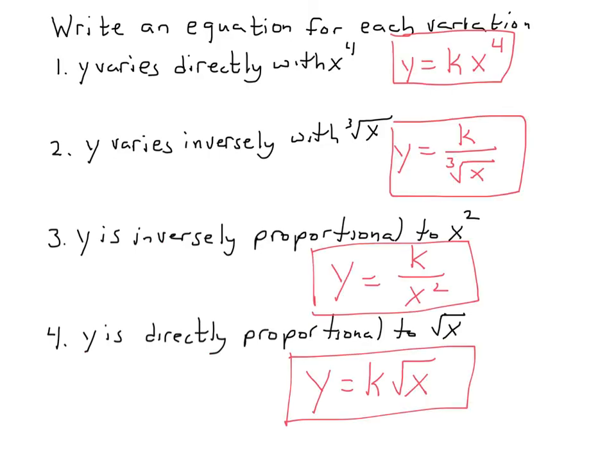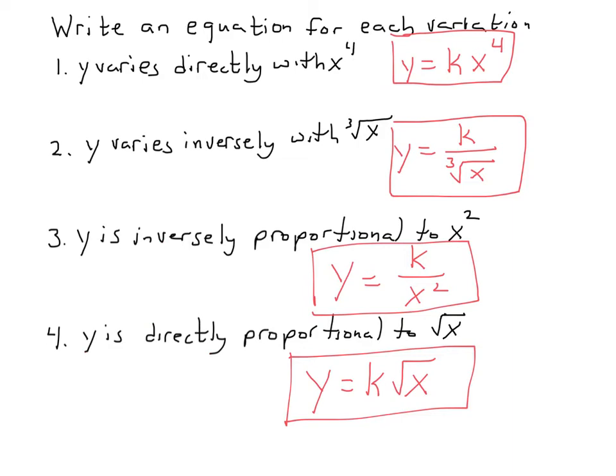Welcome back. Let's take a look. I've written down the answers to each one. In that first problem, y varies directly with x to the 4th. So that's just a standard, straightforward y equals k times x to the 4th. When we have y varies inversely in number 2 with the cube root of x, I know that y is equal to k over the cube root of x.